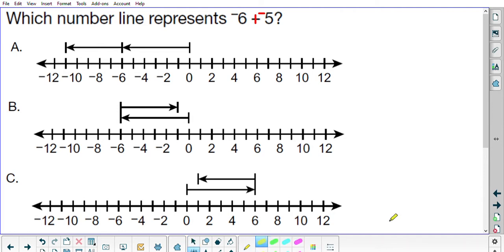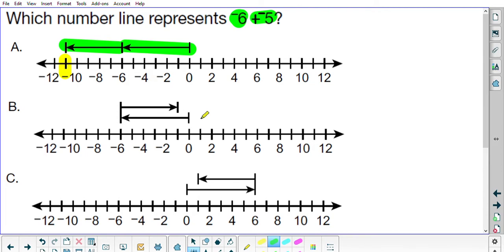And you can just look at these three answers. Which one's ending up at negative 11? And that would be here, choice A. But there's another way of thinking of it. Negative numbers should go to the left. And so if you look at choice A, it goes left 6, and then it goes left 5. And that would make sense for a negative plus a negative. They're both going to the left on the number line.